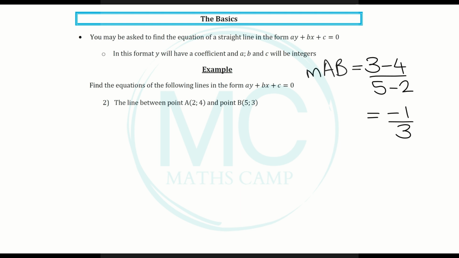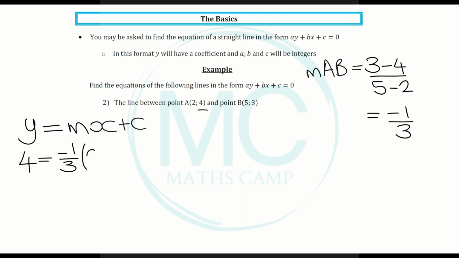Let's use the equation for a straight line. y is equal to mx plus c. We can use either point. I'm going to use A. A has a y coordinate of 4, so I can say 4 is equal to m, negative 1 over 3, multiplied by x, which is 2, plus c. Now I have 4 is equal to negative 2 over 3 plus c.